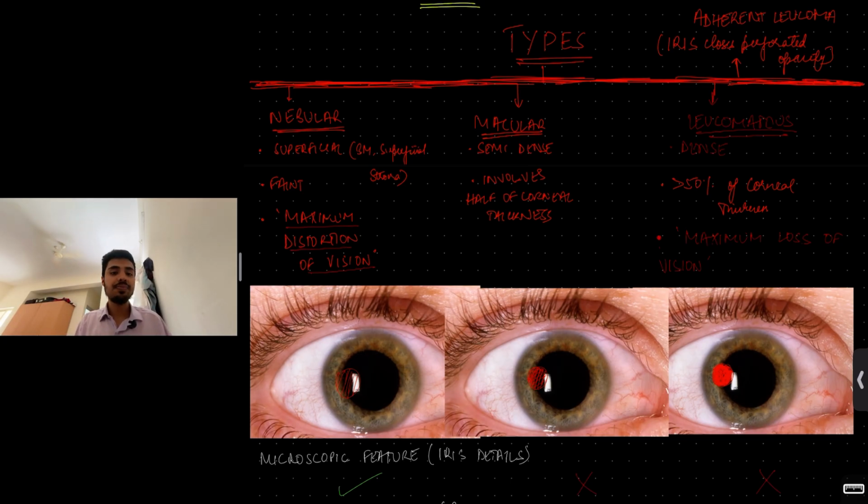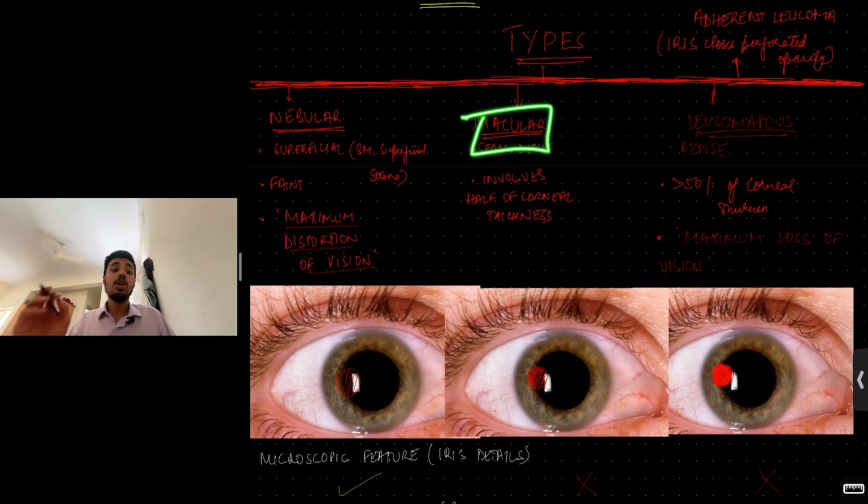Then you have macular corneal opacity. Macular corneal opacity basically is a semi-dense opacity. It's more dense than nebular, and it can involve up to 50% of corneal thickness. So anything from a faint opacity up to 50% corneal thickness is macular.